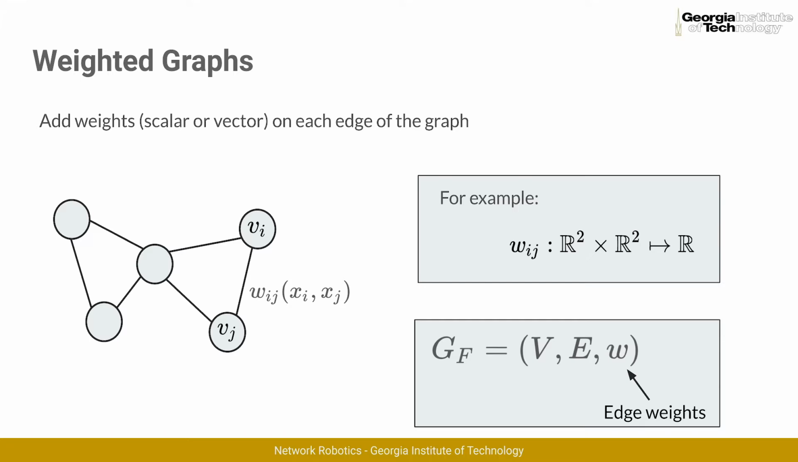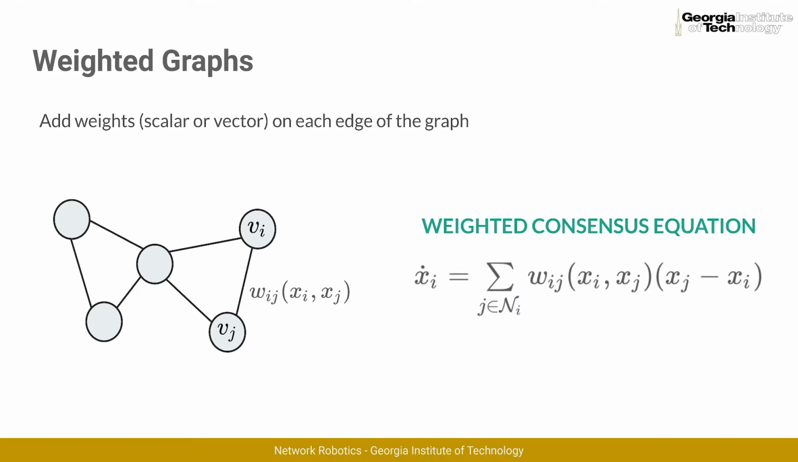In order to denote the presence of weights in a graph, we expand the list of ingredients required to define a graph, and in addition to the list of nodes and edges, we now include a list of weights, one for each edge in the graph. With this definition in mind, we can include the weight corresponding to each edge of the graph in the consensus equation by multiplying each edge-wise term by its corresponding edge weight. In this way, we obtain the weighted consensus equation.